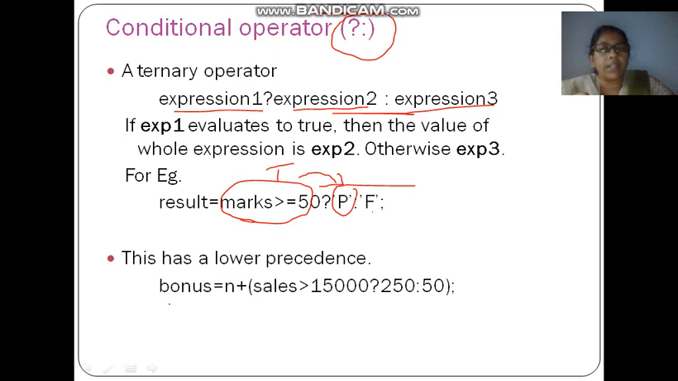So let's see another example. Bonus. We are calculating the bonus based upon the sales made. If the sales is greater than 1,500, the bonus is 250 rupees. And if it is less than 1,500, it is 50 rupees, 50 only. So we can write this using the expression bonus equals, where n is some extra value, and based on the sales we are assigning the bonus. If it is greater than 1,500, it is 250, otherwise it is 50.